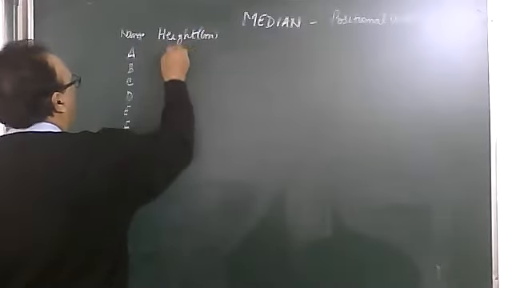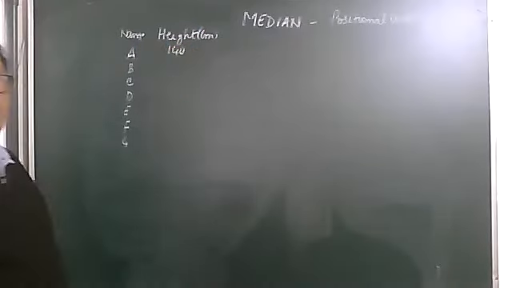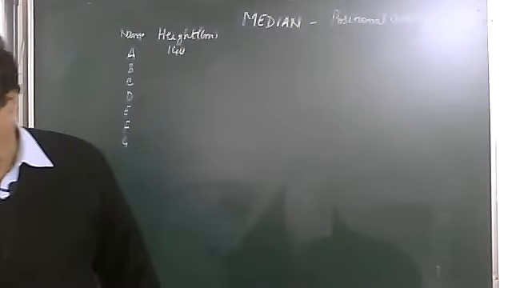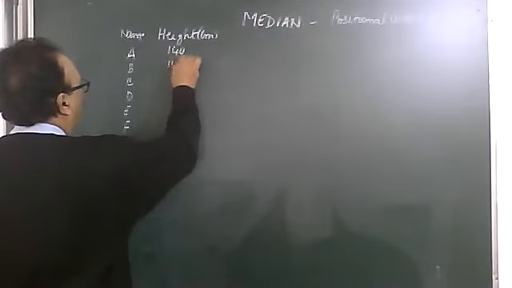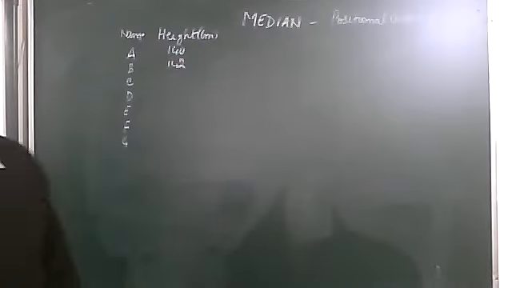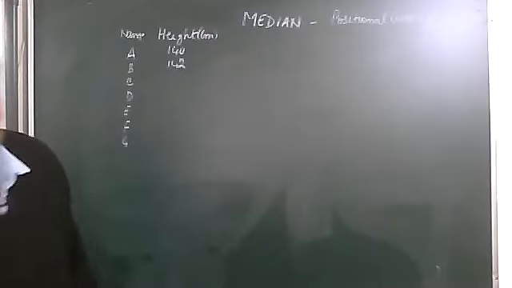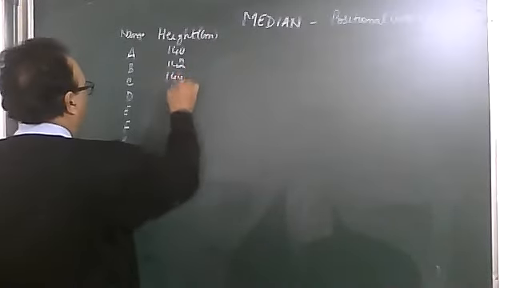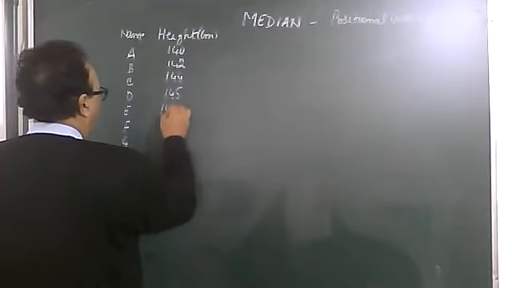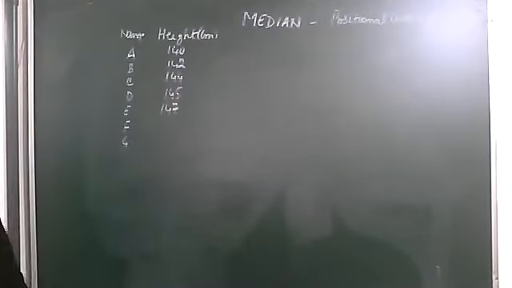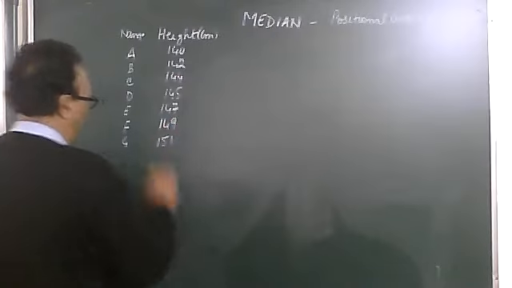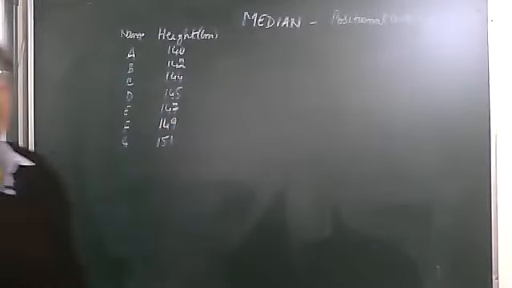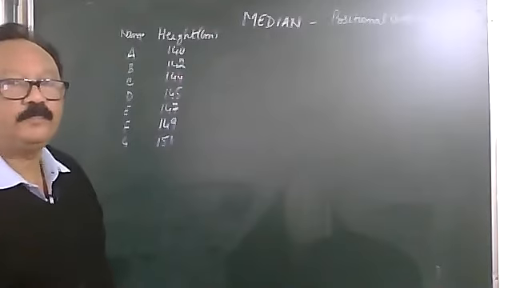A, let's say 140. Then 140, 142, then 140. I'll take it from the book. 144, 145, 147, then 149 and 151. These are the heights of 7 students given.